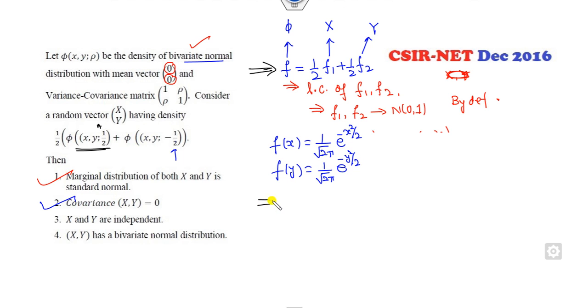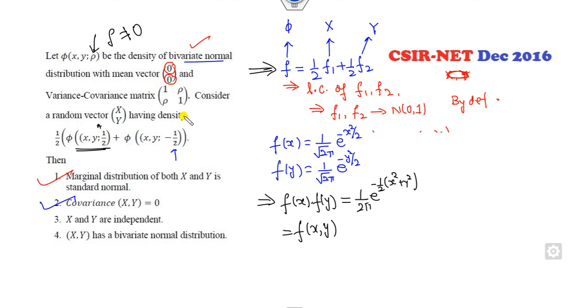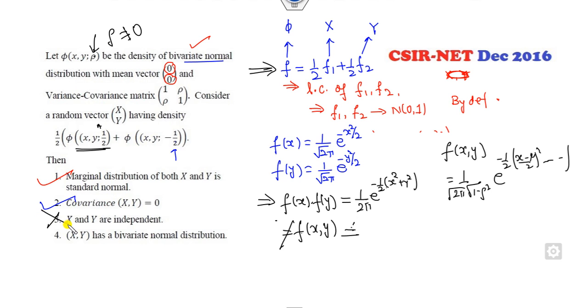Fine. When it is said to be independent, if you multiply the marginals, it should give f of xy. Let's see, this has half of x square plus y square, but you can see rho is non-zero. So when you multiply them, it is not equal to this case, because you all know this value should be 1 over root pi times 1 minus half x minus mean square and so on. But here rho is non-zero, so that's why this option is cancelled.